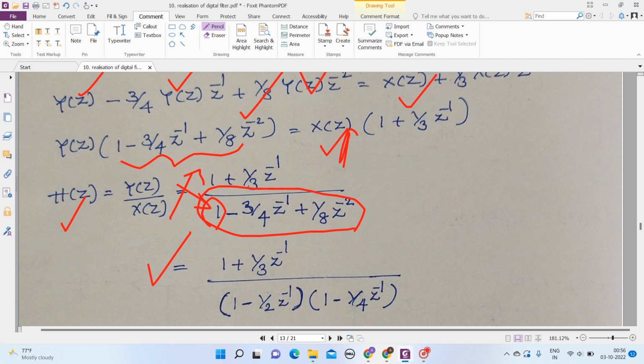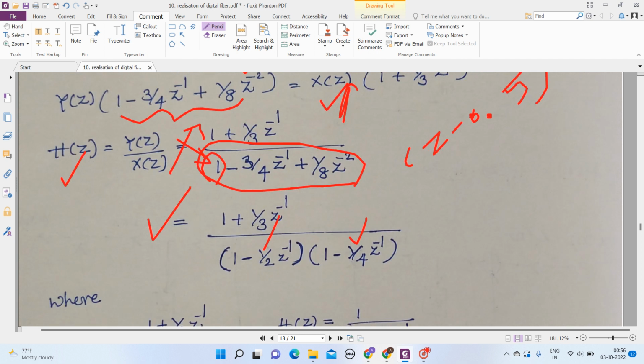Then you will get 0.5 and 0.25. Usually we would write, for example, z minus 0.5 like this. But here we have z inverse, keep it in your mind. So you have to write 1 minus 0.5 z inverse. The second term is 0.25, so you have to write that as 1 minus 0.25 z inverse. Keep it in mind while writing this. Here we are using the z inverse term, not z.